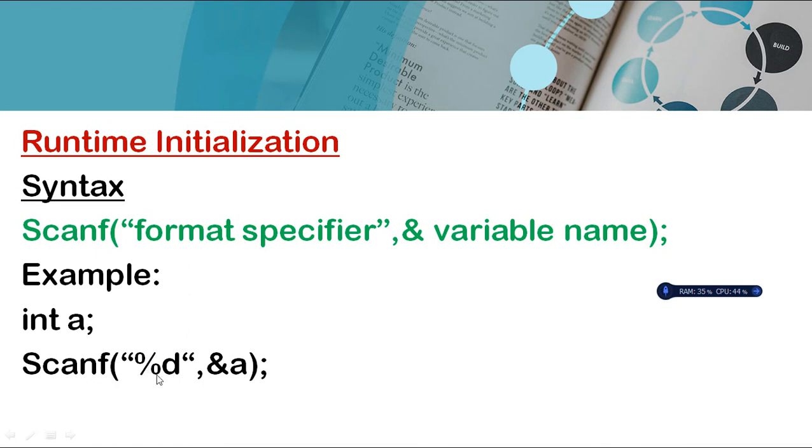See here, it is a format specifier. Format specifiers change depending on your data types. Suppose you are using integer, it will be %d. If you are using floating point, it will be %f. For character, it will be %c. For strings, it will be %s. Right? For double, it will be %lf. So depending on the data type, the format specifier will change. And simply you use an ampersand symbol and provide the variable name here.